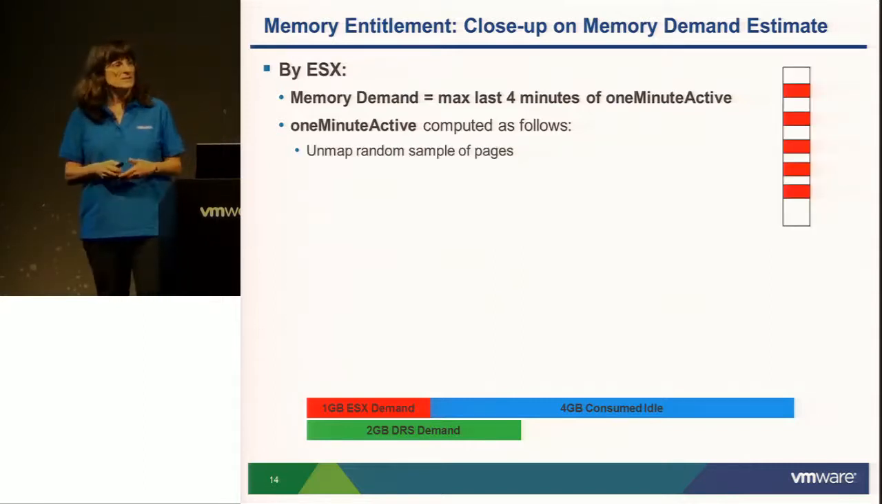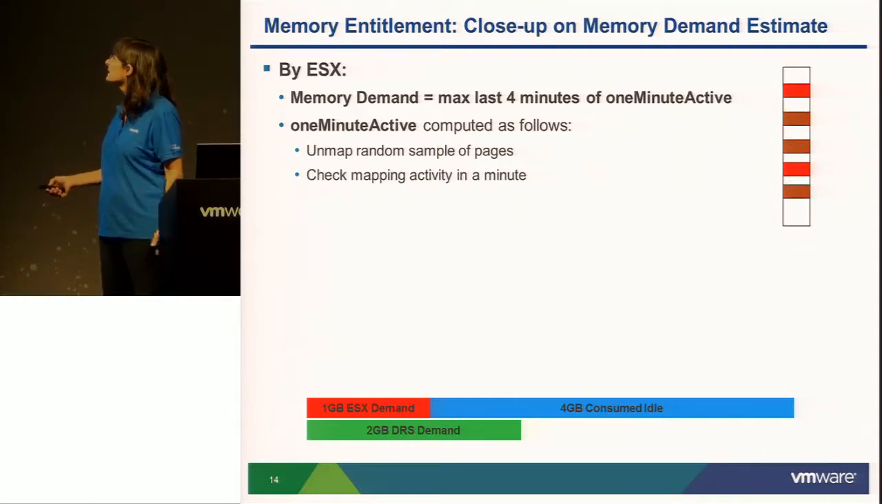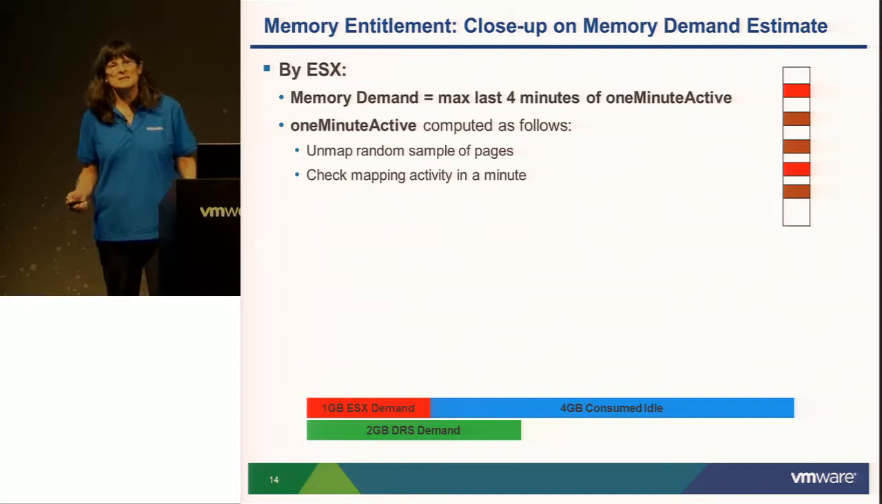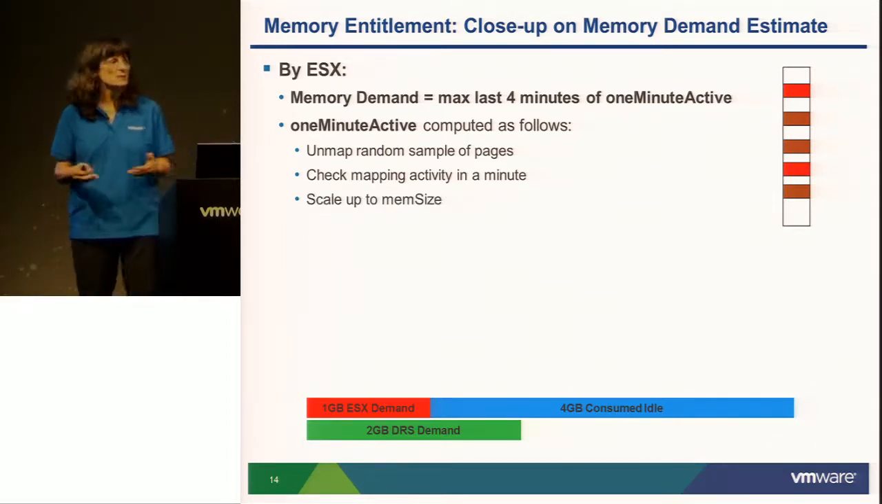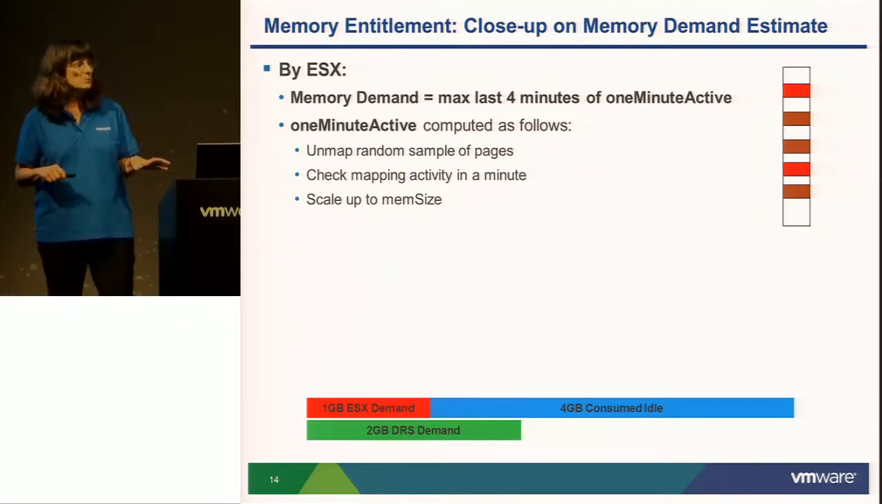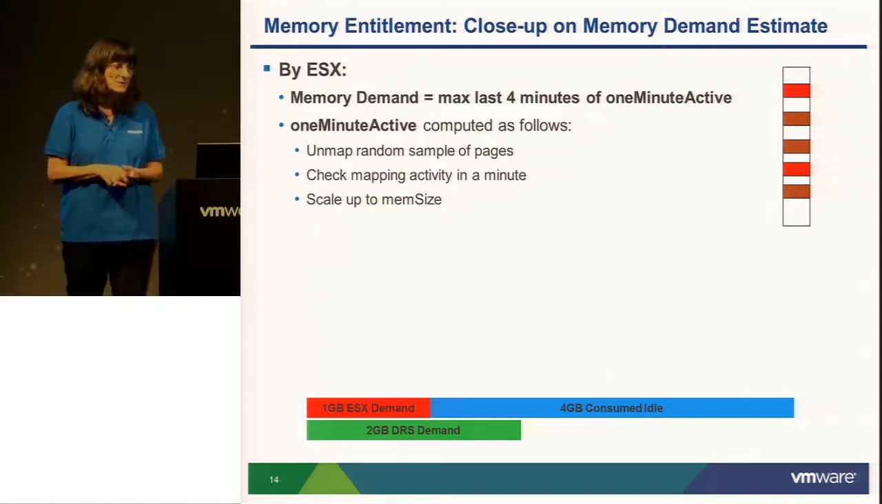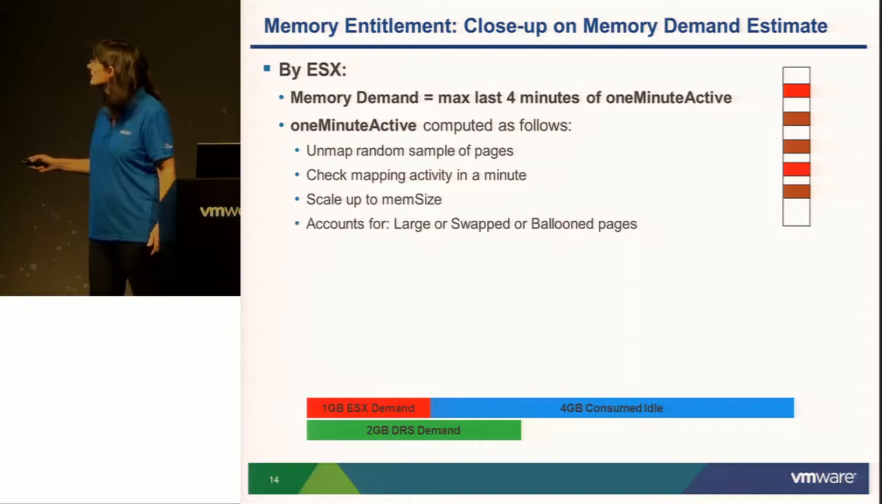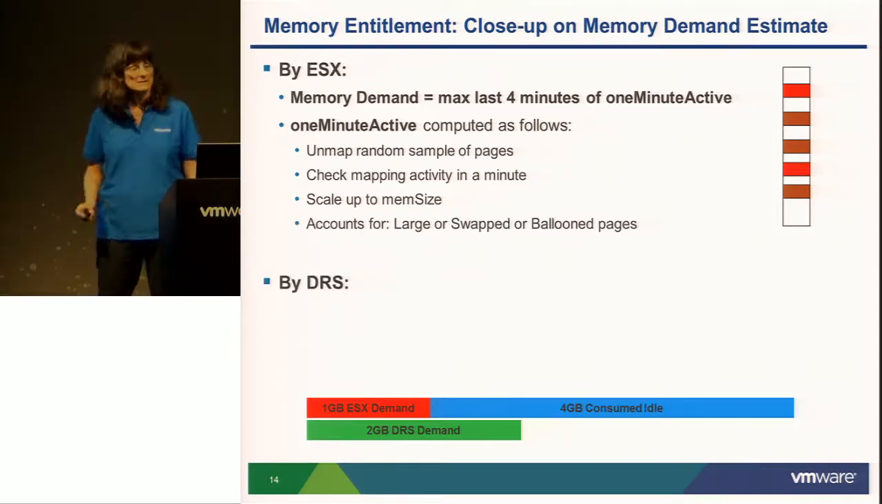It looks at the pages that are mapped. It unmaps a random sample of them. It waits a minute and sees what percentage get mapped back in. For example, it would choose 100 pages, a small, not noticeable percentage that wouldn't impact performance. It runs for a minute. If 50% of them are mapped back in, it says demand must be 50% of the mapped pages. That's the way this works. It has special handling for large or swapped or ballooned pages.